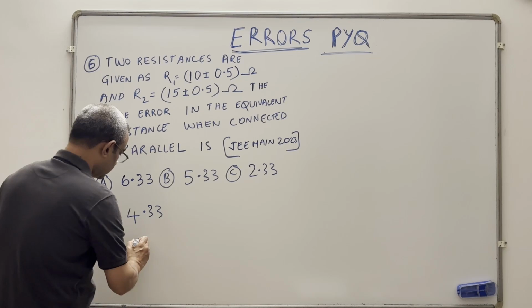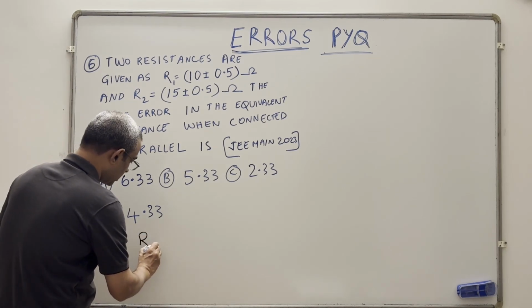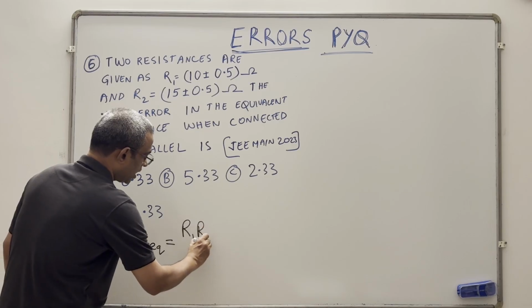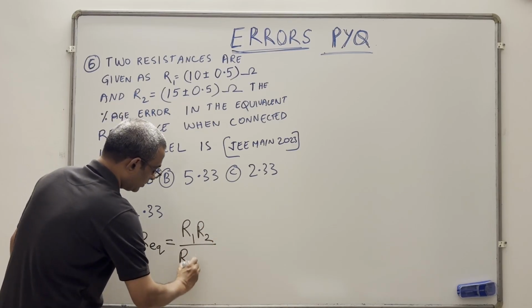What is the equivalent resistance? We know that when two resistors are connected in parallel, the equivalent resistance is R1 into R2 by R1 plus R2.